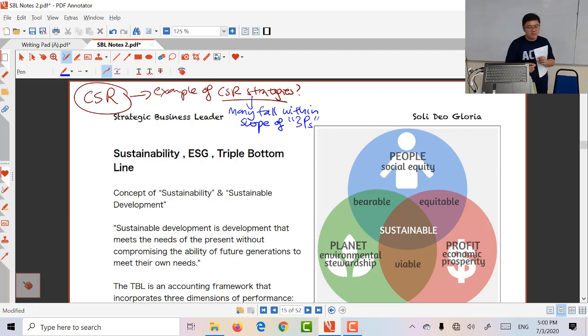These three P's, usually they like to call it the triple bottom line. Or some like to use the phrase ESG nowadays. ESG is what, if you guess? It's environment, social, governance. That's the ESG. And the reason why they actually replace the word economical with the word governance, in the past it's called economical, but they somehow believe that when the governance is good, the economic aspects will be taken care of. So that's the ESG. Now, some like to call this sustainability.